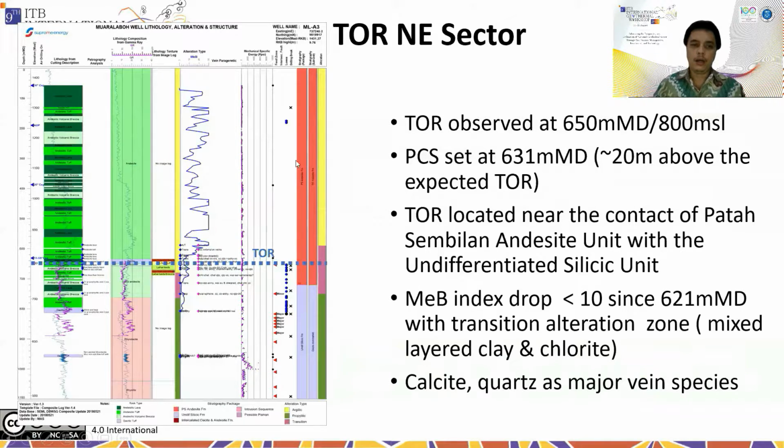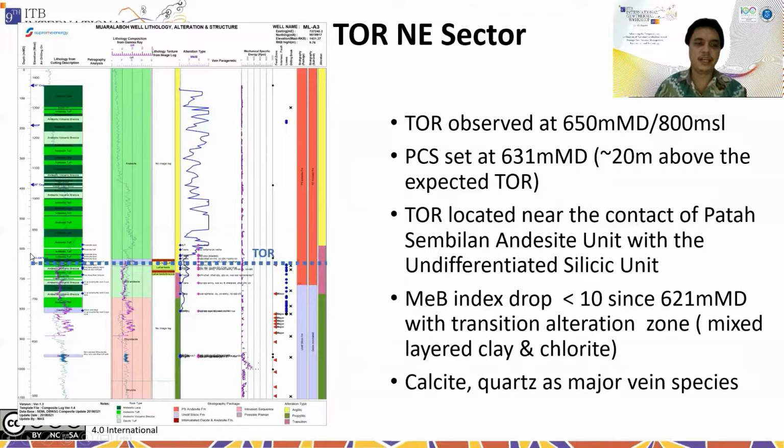We use all the data: the geology, the wireline and log data, the XRMI log, the image log. We also see the textural and the thin section XRD data. So in the northeast sector, represented by IA3, the top of reservoir is around 650 meter depth.